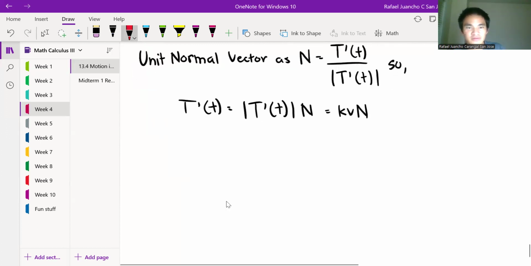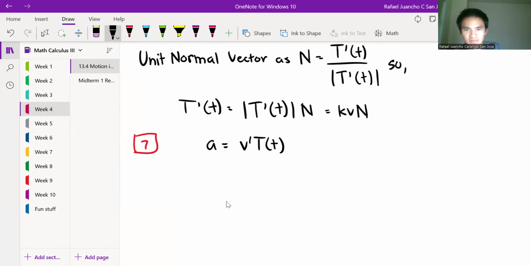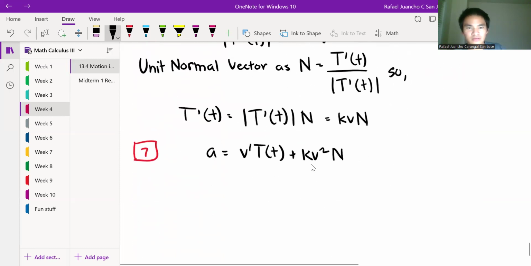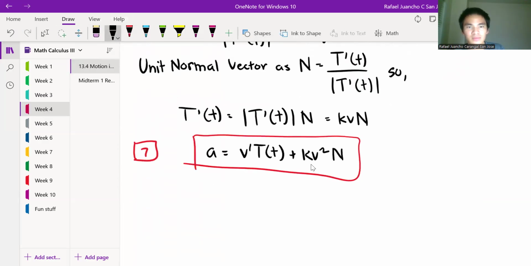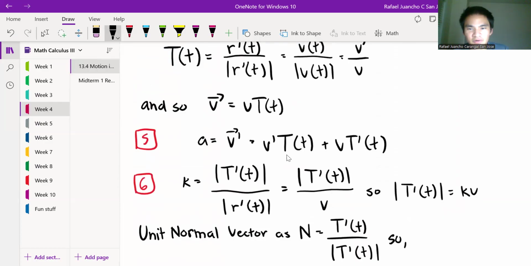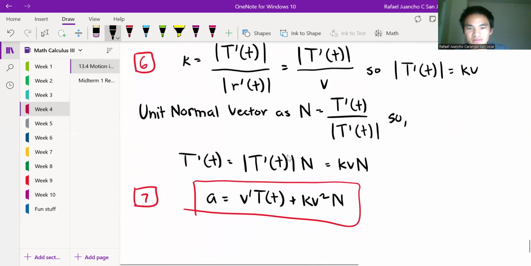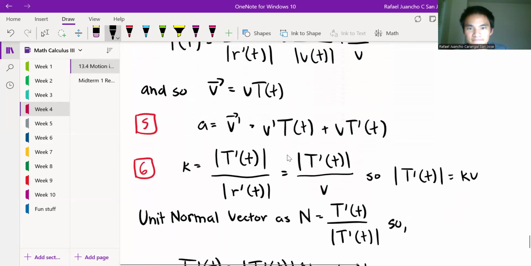And so from there, we have another thing to consider. Another formula here is the acceleration, which was the derivative of velocity times my unit tangent vector plus my curvature times my velocity squared, N, right? Okay, I hope that makes sense.